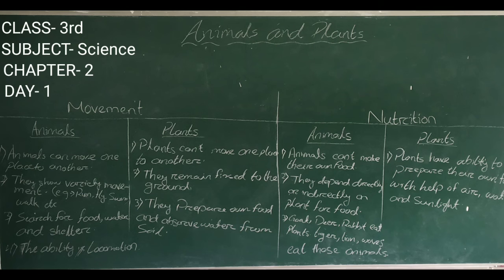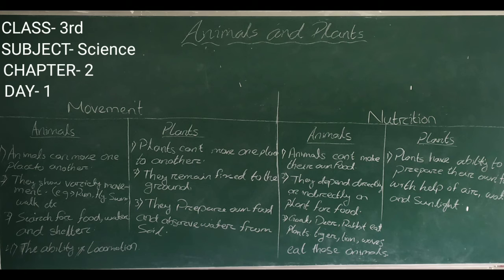First is movement. We all know that animals can move from one place to another place, but plants do not show locomotion. That is, plants cannot move from one place to another place. But in case of animals, there is a variety in their movements. For example, some animals walk, glide, swim, fly and run. They move here and there in search of food, water and shelter. This ability is called locomotion.